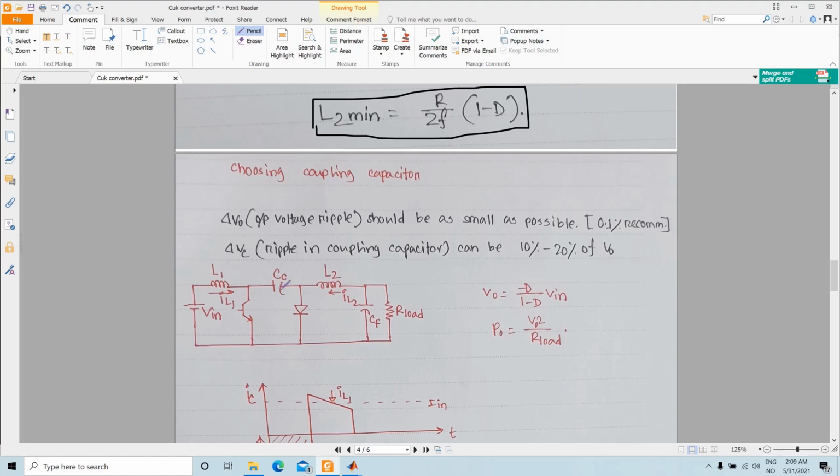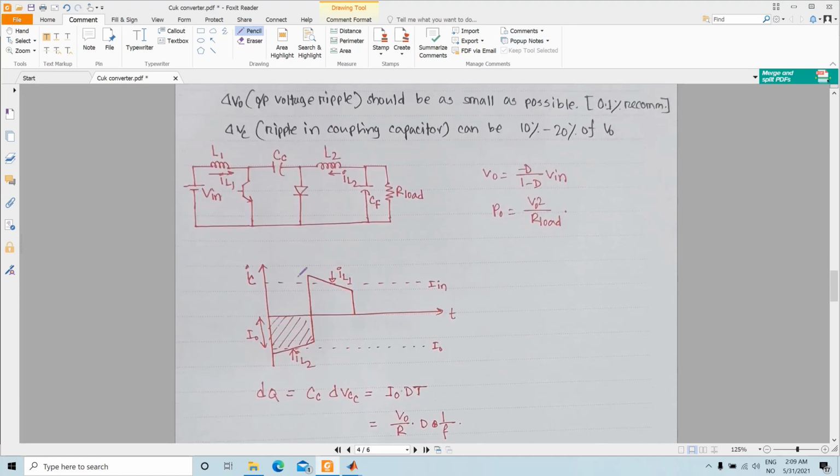So if you are told to have a certain percentage of the voltage ripple in the coupling capacitor, if the ripple factor is higher, that means you can have a lower value of the capacitance. That means you can reduce the cost and also the size of the converter. Now we'll see how to calculate this capacitor value.